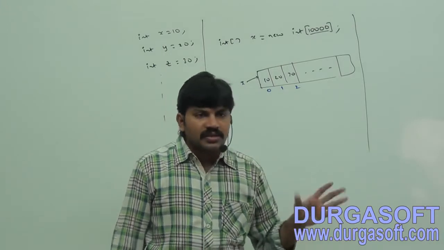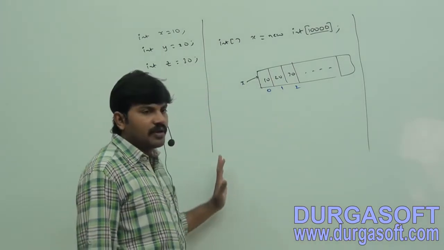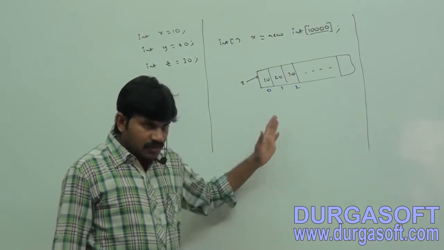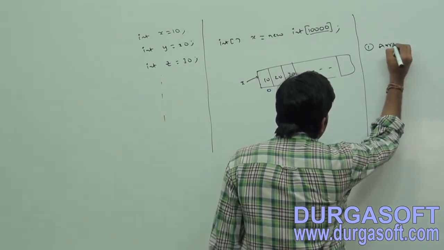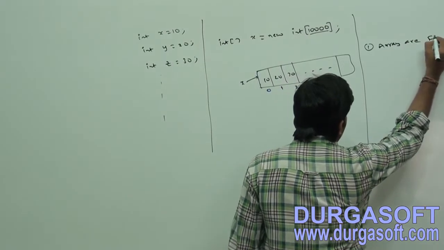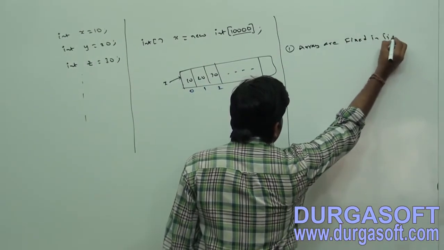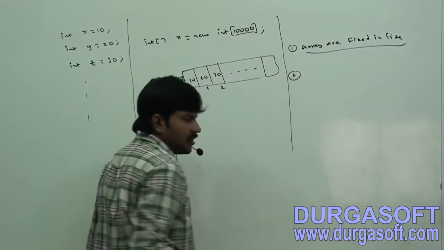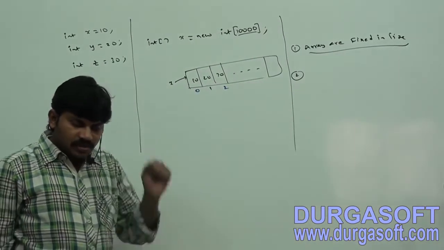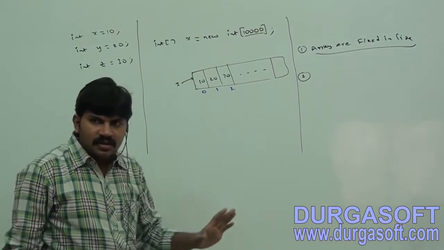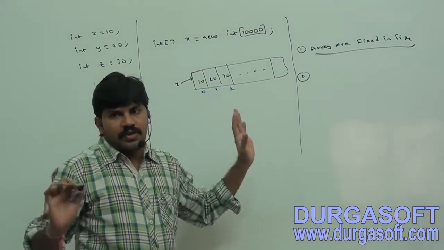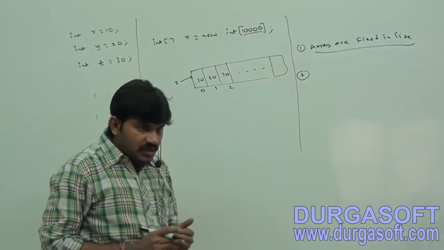If we don't know the size in advance, then the arrays concept we can't use. So the biggest limitation of arrays is nothing but what? Arrays are fixed in size. Once we create an array with some size, there is no chance of increasing or decreasing the size based on our requirement. That is the biggest problem with the arrays concept.